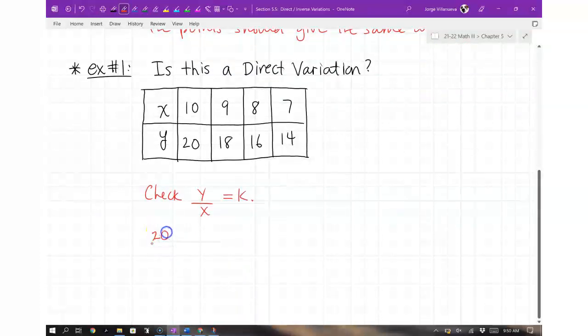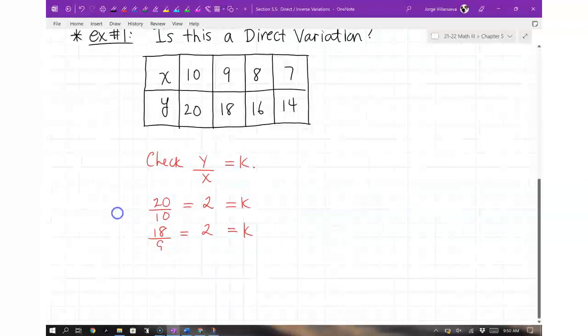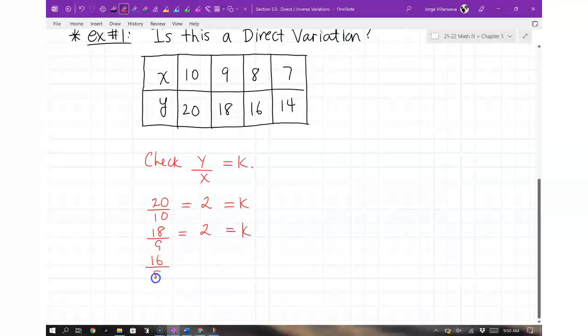So the first point, 20 divided by 10, that's equal to 2, right? So that's k. That's my k value. All right, the next one, 18 divided by 9, that's equal to 2, which is also k. Now, just because you find 2 of them doesn't mean, oh, great, it works. Maybe one of these points doesn't work, so let's just keep checking. 16 divided by 8 is 2. And 14 divided by 7 is also 2. Notice all of them had a 2.